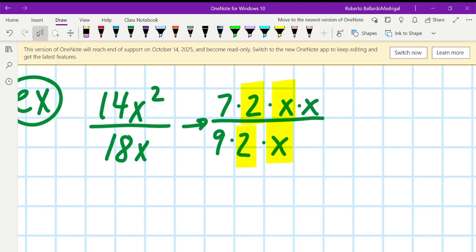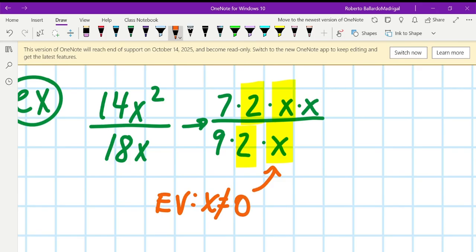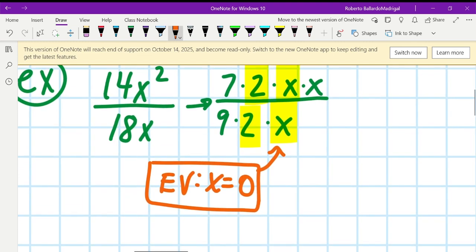X cannot equal 0. Why? Because 18 times 0 is 0. So in our case, the excluded value is x equals 0. Now, since we don't want x to equal 0, you can draw a slash through the equal sign, or you can just leave it like this. It doesn't matter. I'll accept both answers. So you can leave it as x equals 0, or you could put a slash through the equals sign, which is saying we don't want x to equal 0. That's what we're saying.